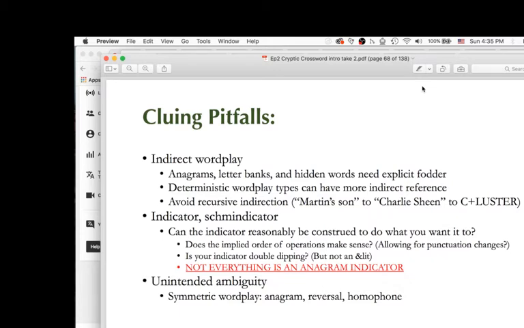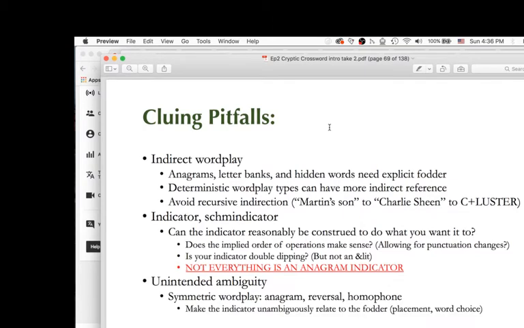But for reversals and homophones, you might have stab and you want to say that stab is a reversal of bats. So you have a synonym of stab, strike with a knife or something like that, and then a word that means reversal, and then a definition of bats. What happens is that a solver might say, oh, I have this word that means stab and this thing that means reverse it, so I'm going to take stab and reverse it and get bats. Whereas you intended to have bats reversed to make stab.